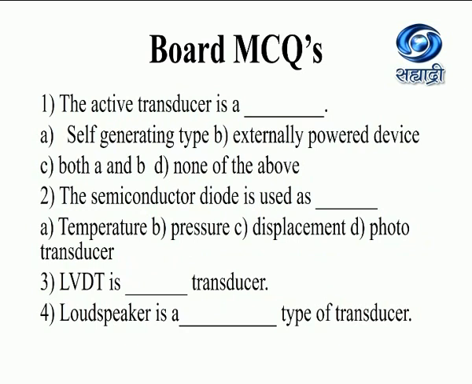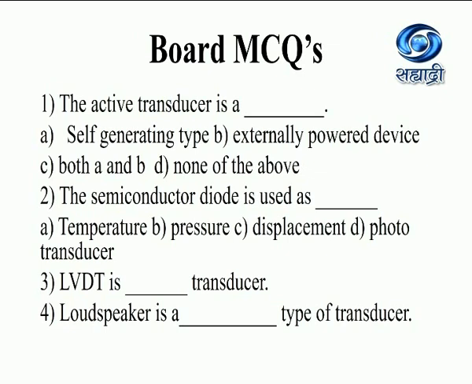So till now we have discussed HSC board questions. Now we will see the board MCQs. The first MCQ is: the active transducer is a dash, and the options are self-generating type, externally powered device, both A and B, and none of the above. The answer is that the active transducer is a self-generating type. So you can write down this answer.